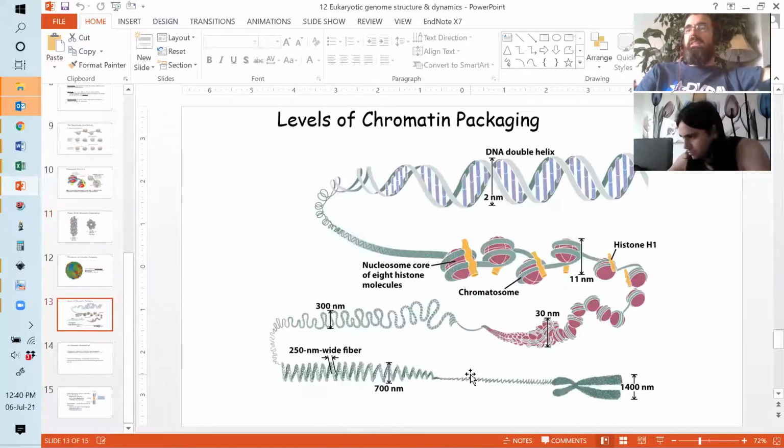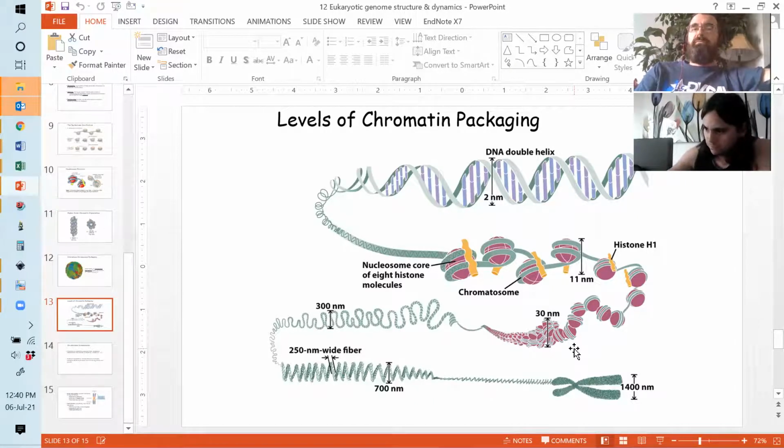And you can see that progression here, right? So if our DNA double helix is about 2 nanometers, chromatin fibers typically are around 30 to 300 nanometers, by and large. And so this packaging is the typical state that you'll find DNA in a non-dividing cell.